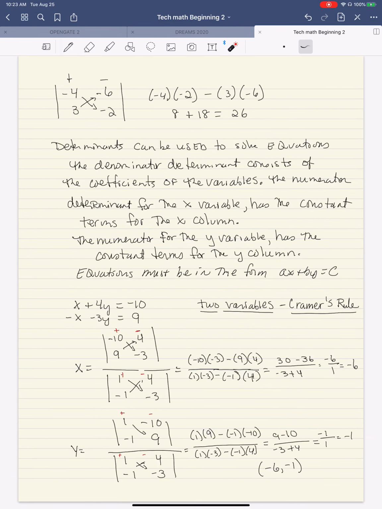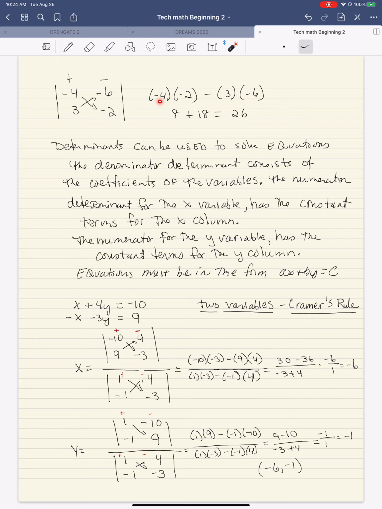So we can use this to solve equations, but first let's look at another one that has a couple negative signs in it. So I put a negative 4, 3, negative 6, negative 2. You still put the positive above the top left, and then a negative above the top right. So you multiply the primary, so it's going to be minus 4 times a minus 2, and this is also plus, but the positive doesn't change anything. Minus, there's that minus, 3 times a minus 6.